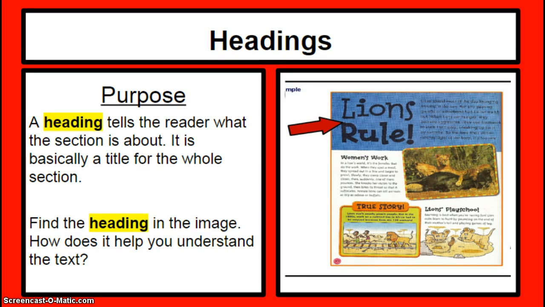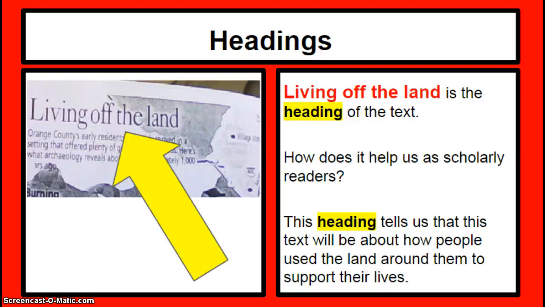Now let's use what we learned about headings and how they tell the reader what the section is about and apply it now to our specific text that we're looking at. Here it is. Read this aloud with your partner. Okay, so as you read, Living Off the Land is the heading of this whole text here. It's kind of like the title of this page. How does this heading help us as scholarly readers?